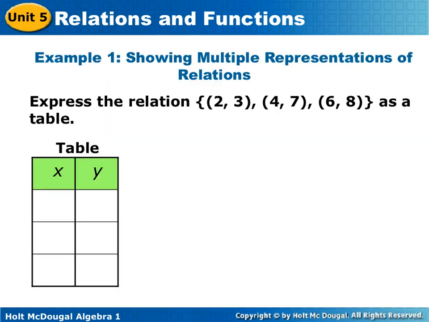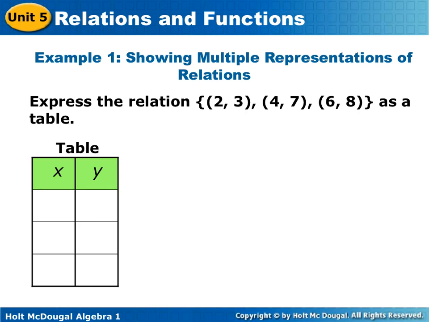So here is the first kind of example you could see. It says, showing multiple representations of a relation. Express the relation, and the relation includes the points (2, 3), (4, 7), and (6, 8), as a table. Well, here's what you do. When you go to represent these, all you've got to do is take those coordinates, and instead of writing them as a coordinate, you're going to write them in a table.